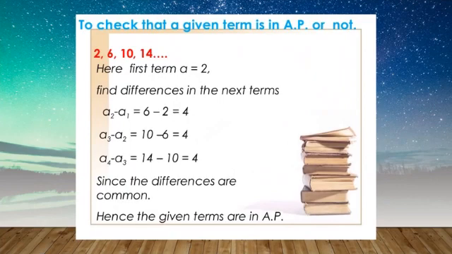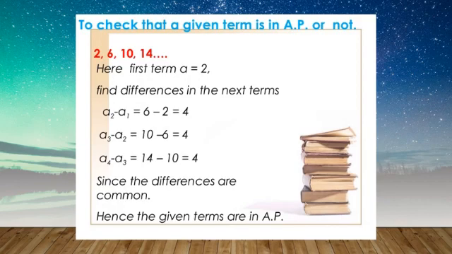Another important kind of question that we'll be dealing with is, we'll be given a number sequence and we have to check whether it is in AP or not. So how do we do it? As I've already said, in an AP, the consecutive difference between the terms must be a constant. So what we have to do is subtract the terms from the previous terms. If the difference remains constant, then we can say the sequence is in AP, otherwise not.